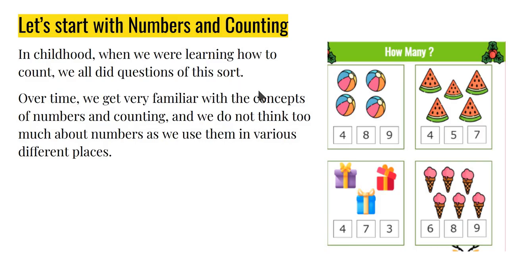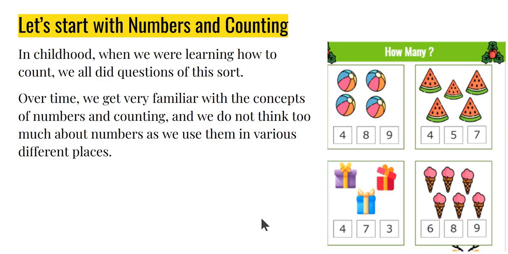Now, when I look at these kinds of questions today, for example, how many balls or how many watermelons, how many ice creams, how many gift boxes, the answer seems just obvious to us. But all of us at some point of time would do problems like this and would have to put some effort to count, say, one, two, three, four. And say, for example, in this case, one, two, three, four, five, six.